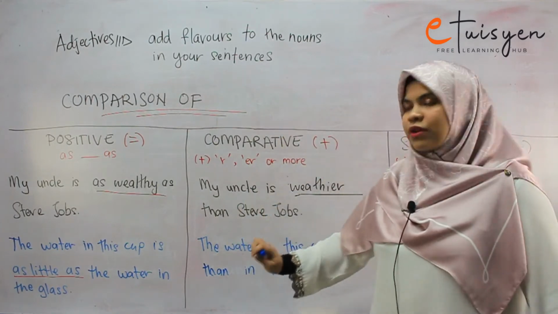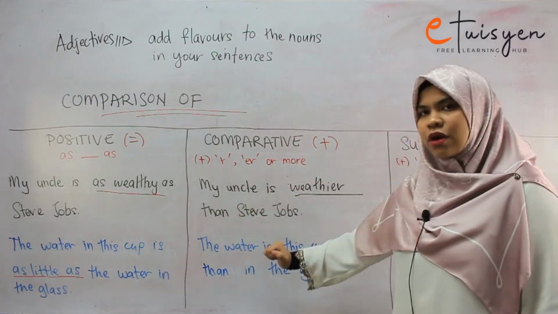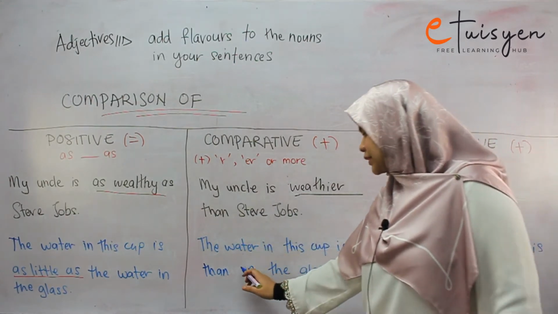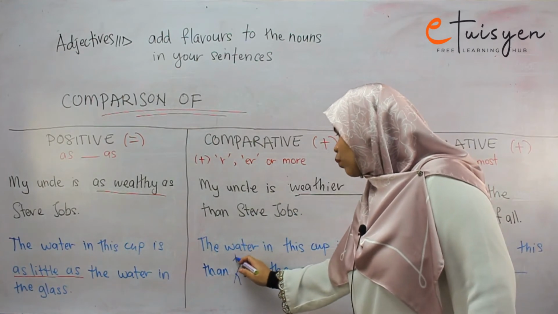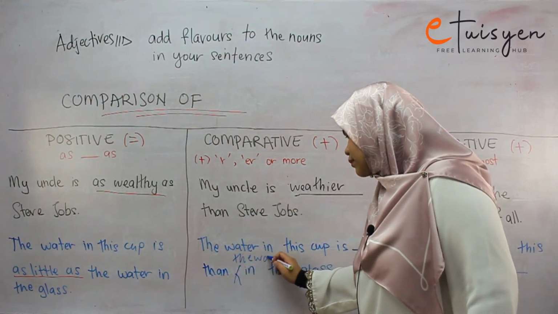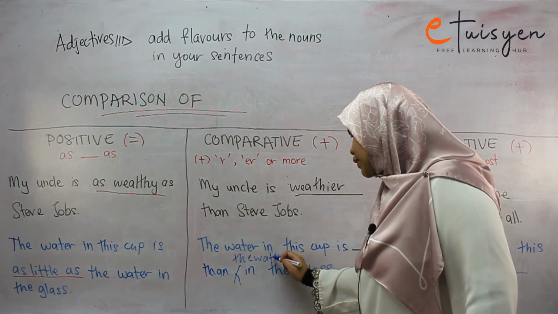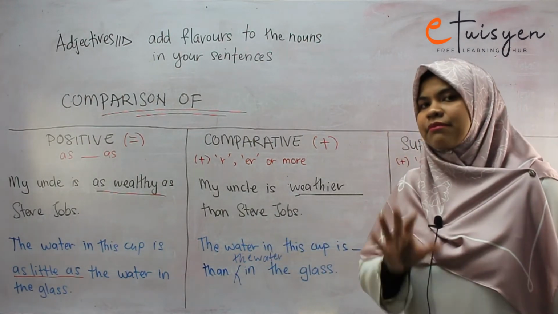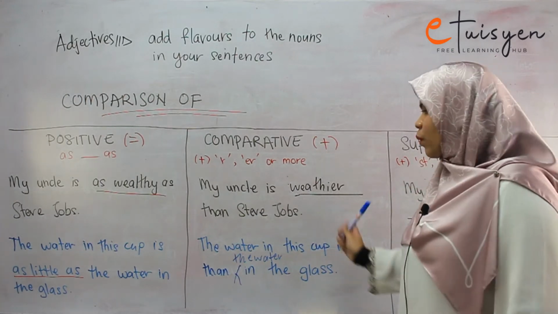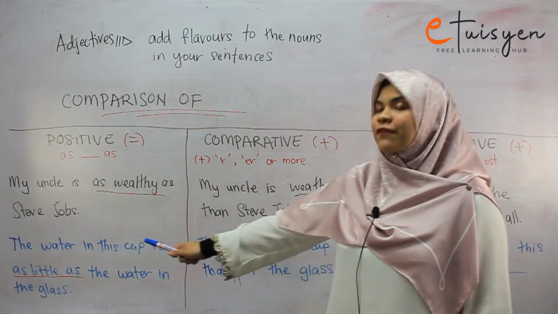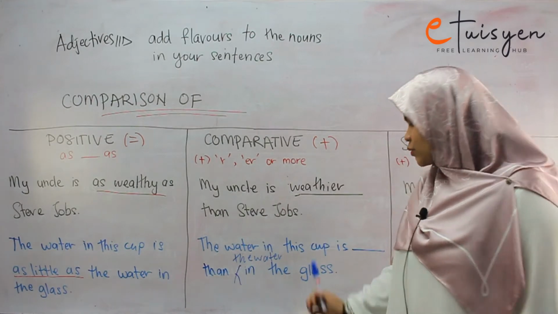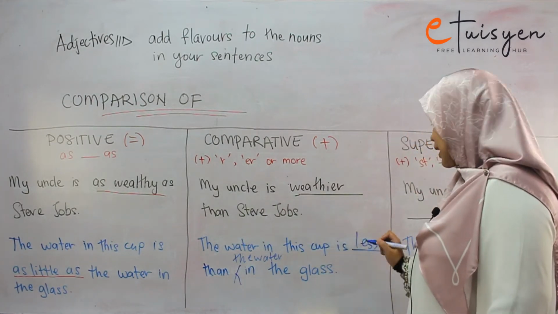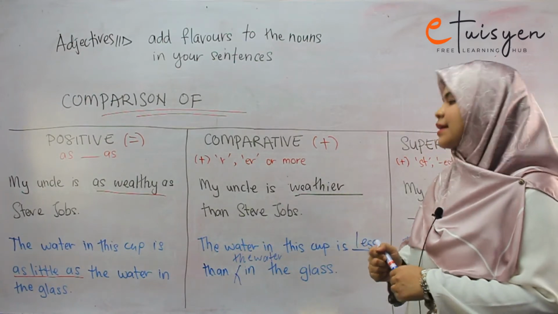So this one, what you're trying to compare here is the water. I was just testing you. So the water in this cup is something than the water in the glass. I'm not so sure if you can see it, but make sure you compare the same thing, same kind. Okay, now, what is the comparative form of little? So this one is less. Less than the water in the glass.